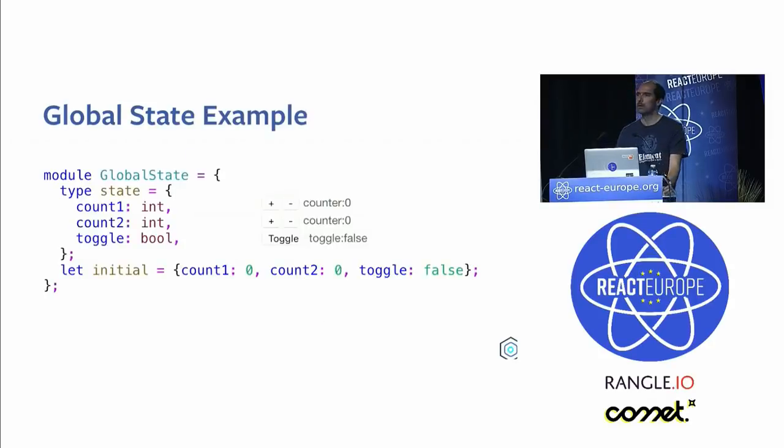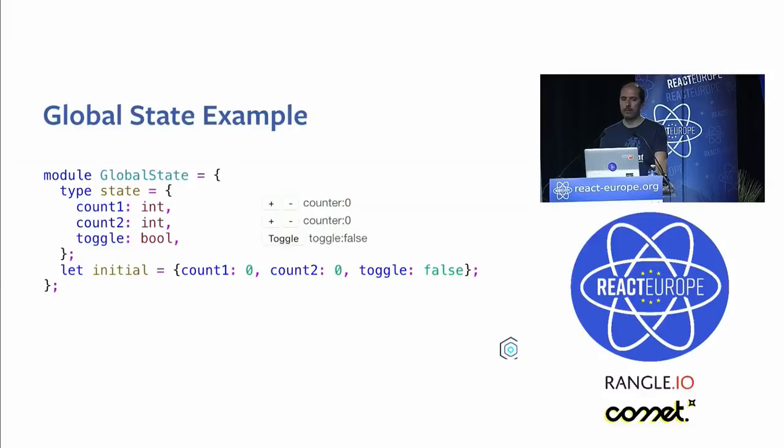So now I want to illustrate global state by the simplest possible example in ReasonReact. We're going to have a small app with two counters and a toggle. So you press plus to increment it, minus to decrement it, and toggle to change the value. We're going to use a global store, which contains the current value, which is two integers and one bool. And every component will have access to the same global store.